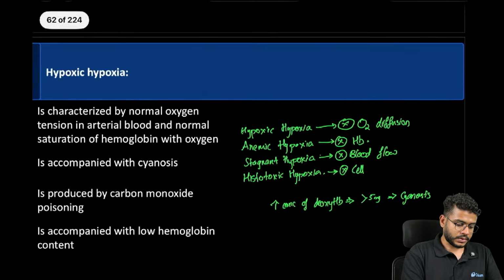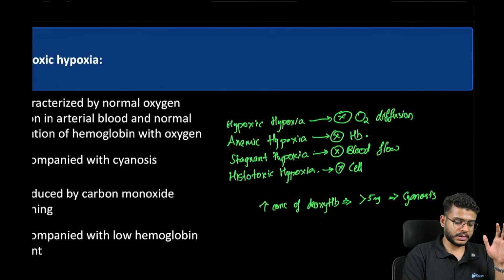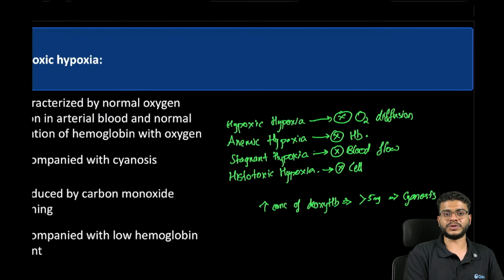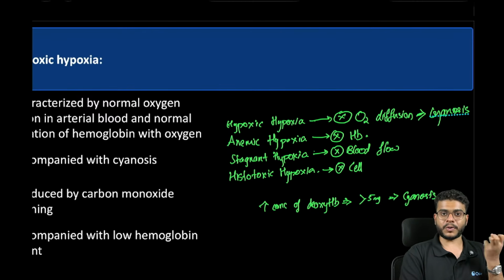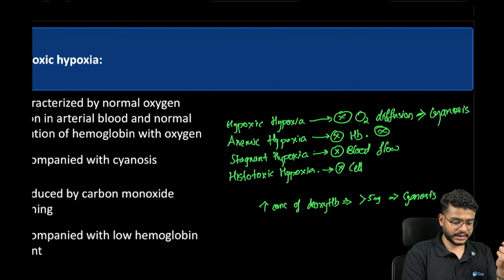Okay, now do all the hypoxias show cyanosis? No. Let's see. In hypoxic hypoxia, there is a problem with the O2 diffusion, meaning the oxygen cannot bind with the hemoglobin, so the deoxyhemoglobin or the reduced hemoglobin will be higher in number, so this shows cyanosis. Okay, in anemic hypoxia, the number of hemoglobin itself is reduced, so both oxyhemoglobin and deoxyhemoglobin are reduced, so there won't be any cyanosis.